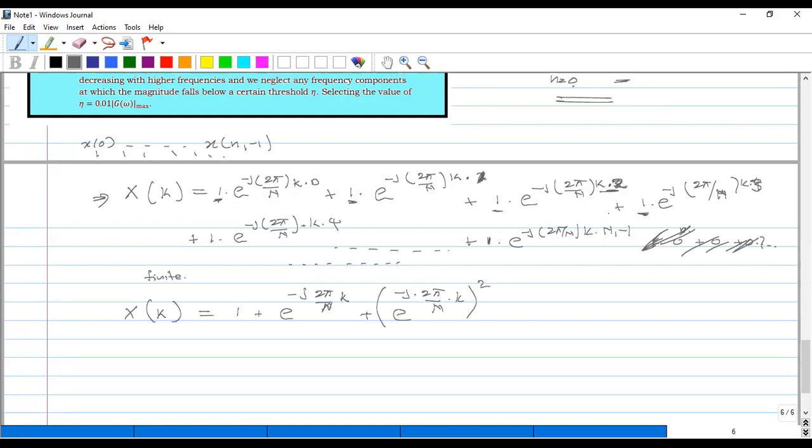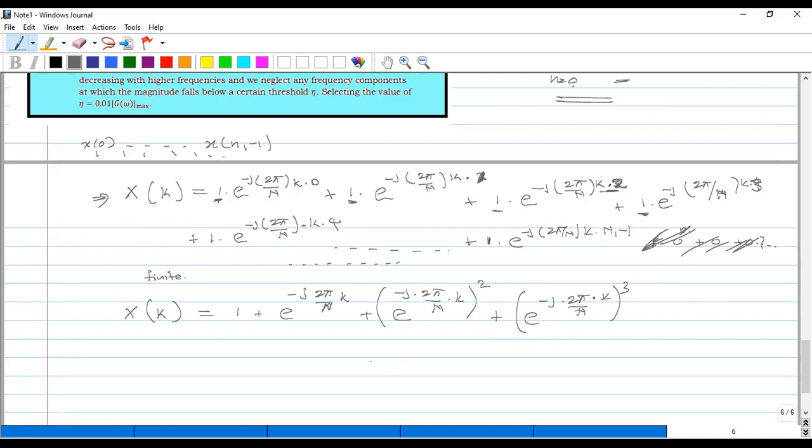Okay, this term you will get plus e to the power minus j25 by n. Here it is 3. The k is there, and here it is 3. So you can get total power as 3.